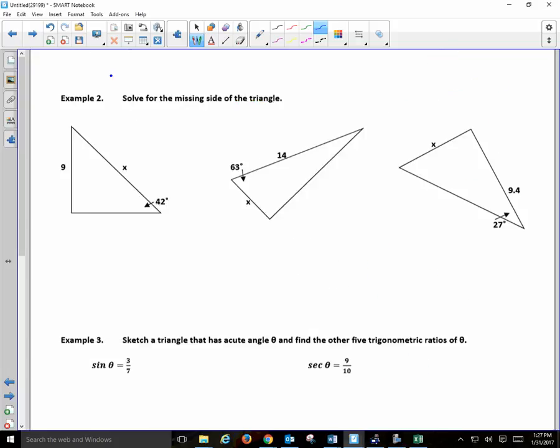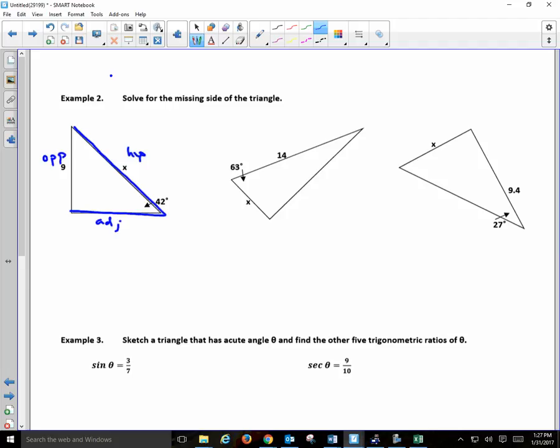Solve for the missing side of a triangle. So using trigonometry and our ratios, we can now apply this in order to find missing sides. It used to be in triangles that you had to have 2 sides to find the third side using the Pythagorean theorem. But now with trig, if you're given an angle and a side, you can find one of the missing sides. So in this situation, I draw the angle 42 degrees, and that tells me that this is the hypotenuse, this is the adjacent, and this is the opposite.